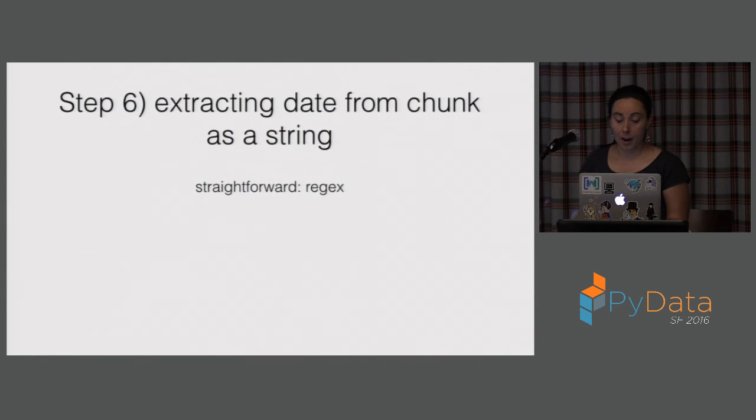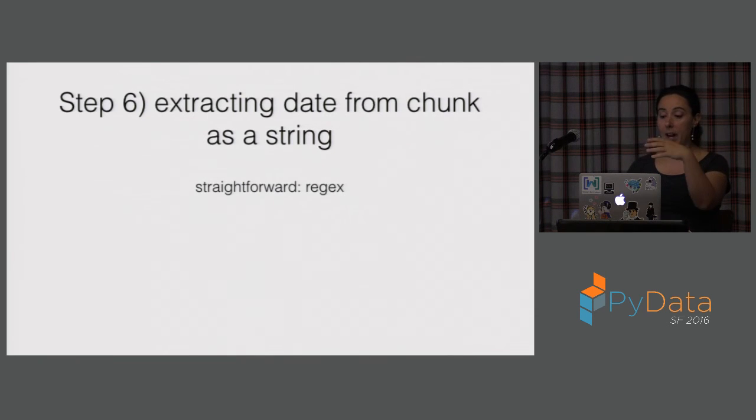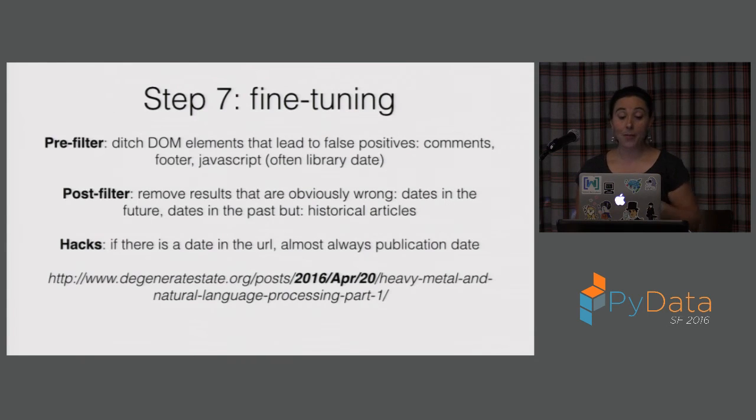And then, as you recall, the chunk is a bunch of markup, the date, some text. Now that we don't need the markup and the text anymore, we want to get rid of it and just return the date. So we just use a regex to extract that out of the chunk. And then fine tuning. This is a bunch of pre-filtering, post-filtering, and just flat out hacks.